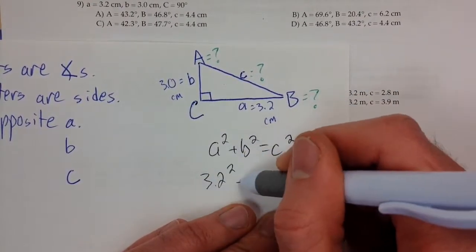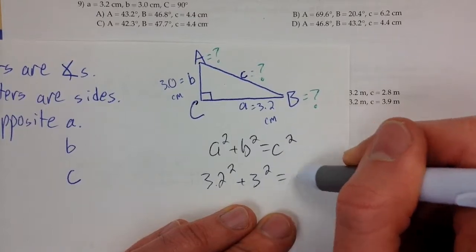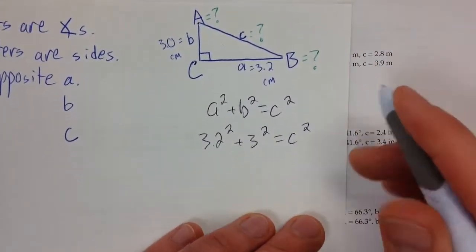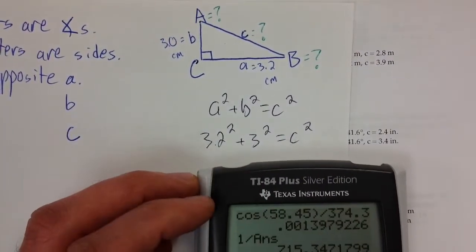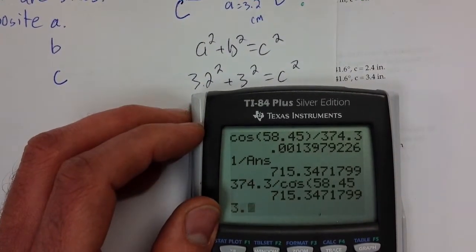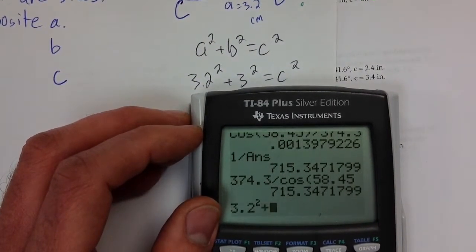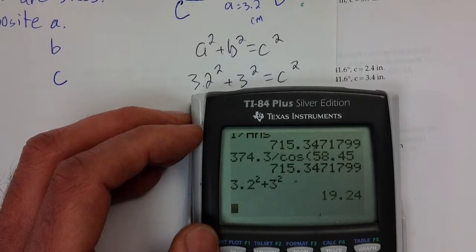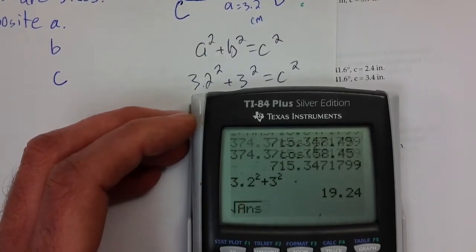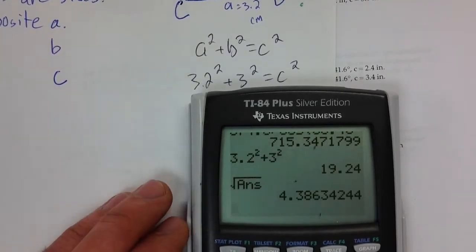3.2 squared plus 3 squared equals c squared. Use the calculator. 3.2 squared plus 3 squared, and then square root that. So the hypotenuse is 4.4.